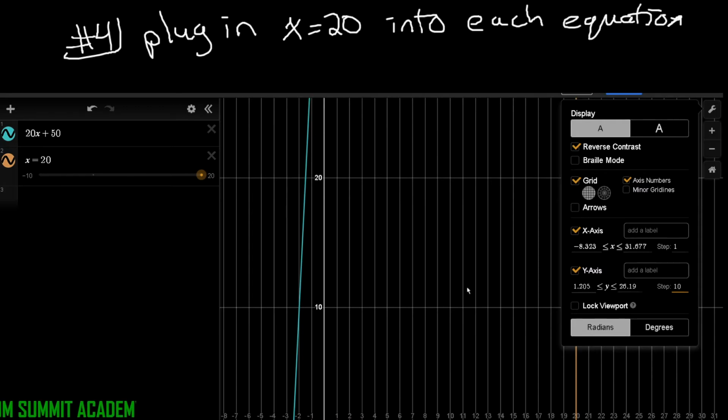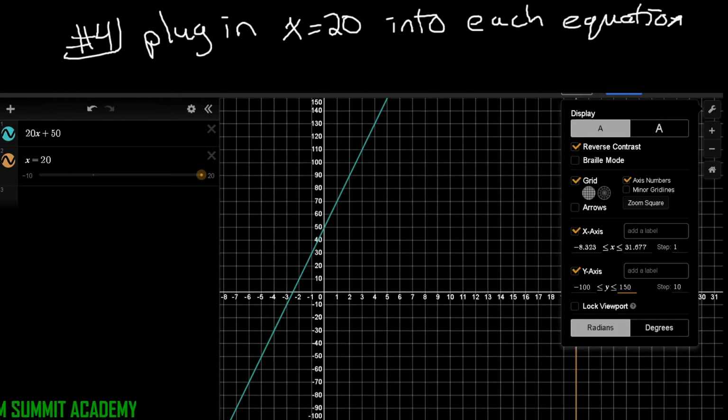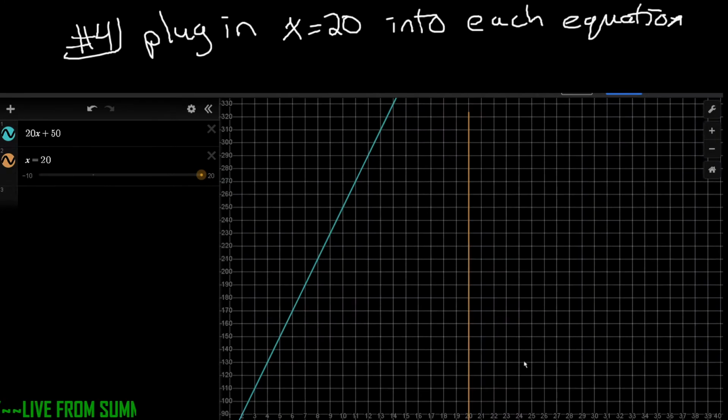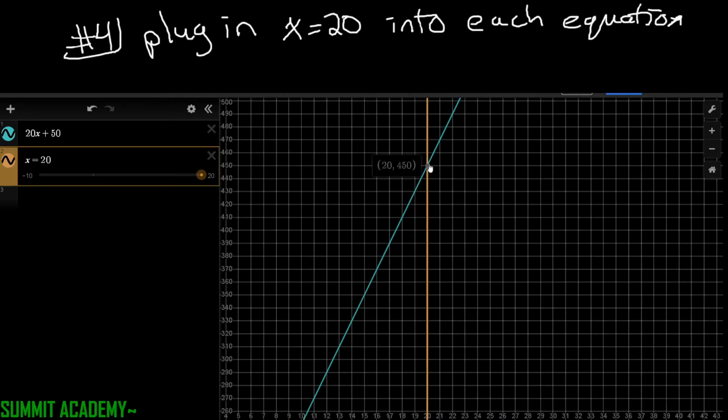And we said let's have it go from negative 100 to positive 150. I guess we'll need to go a little bit further than that, but that's okay. If we scroll up, we should be able to find where they intersect, and that's going to be the point. So for that one, I'm going to say 450.